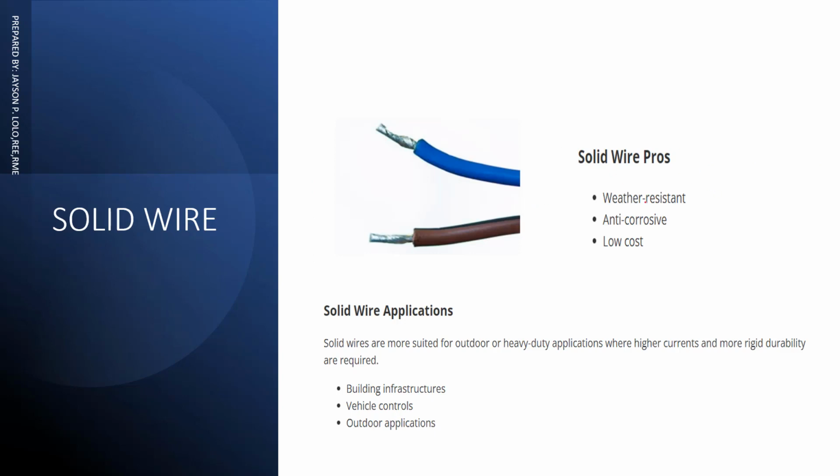Now, the solid wire pros. It is weather resistant, anti-corrosive, and also low cost. A solid wire is heavier, made for all weather conditions. It is anti-corrosive, rugged, and can withstand frequent but minimal movement. An ideal application of solid wire would be carrying power through a building structure, as this requires a high current, little movement, and long-lasting durability.